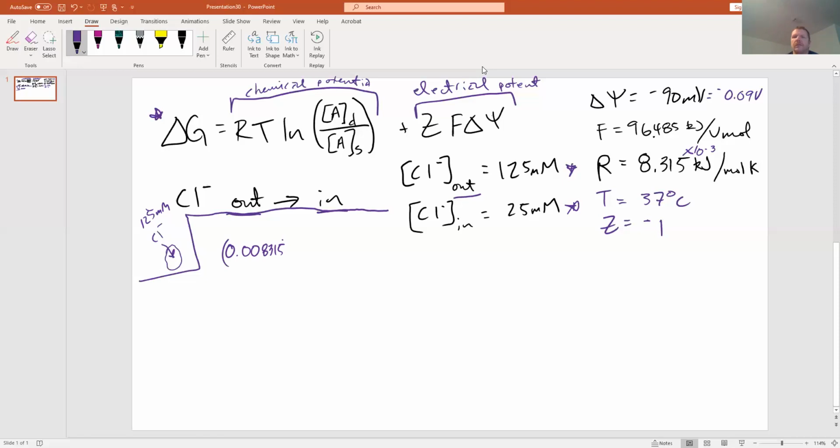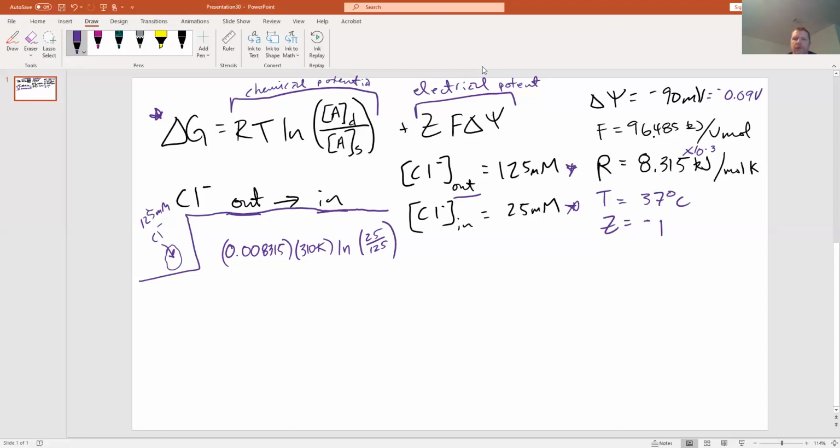That's my R value, times my temperature, which is 37 degrees Celsius, which is the same as 310 Kelvin. Then I'm going to multiply that by the natural log of the concentration of my substance in the destination. In this case, the destination is the interior, because I'm sending my chloride ions from the outside in. So their starting point, their source, is the exterior. So that's going to look like the natural log of 25 divided by 125, okay?